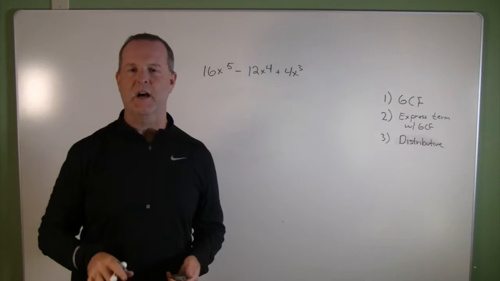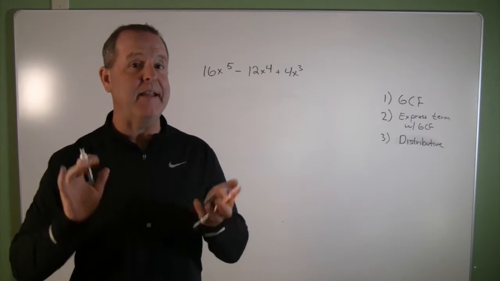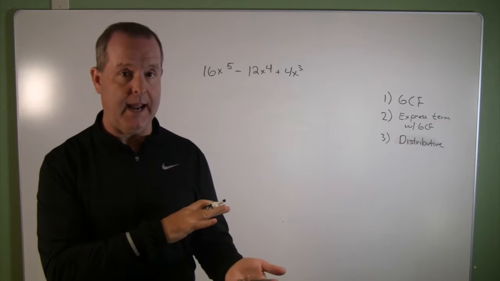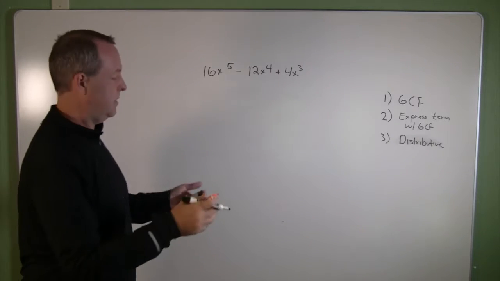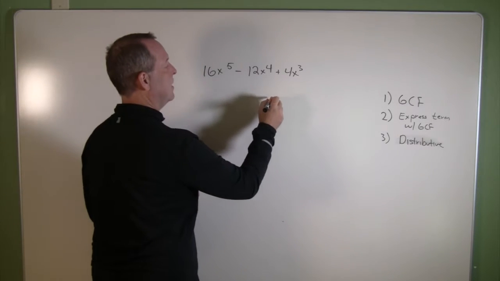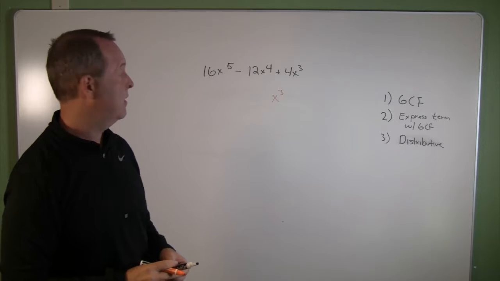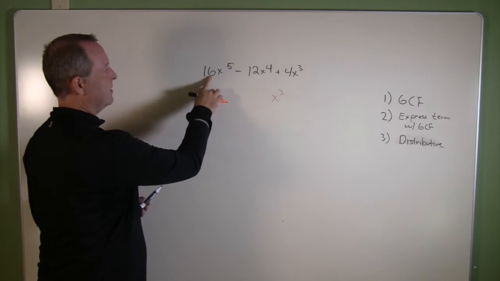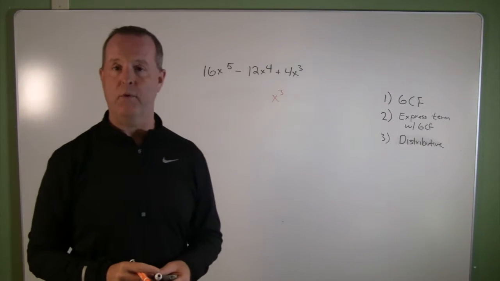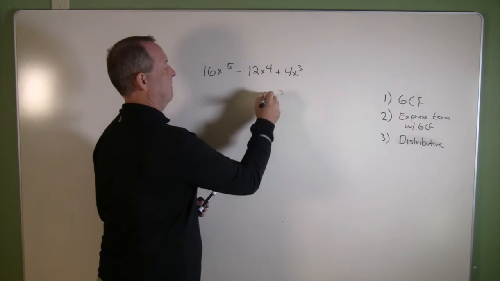Now here's a fun take on one of the problems that will get some of us in trouble if we don't pay very good attention to what's going to happen here. First thing, we want to identify the greatest common factor. Looks like x cubed is my highest power of x that's common to each of the terms. And then with the constants 16, negative 12, and 4, looks like 4 is my greatest common factor.